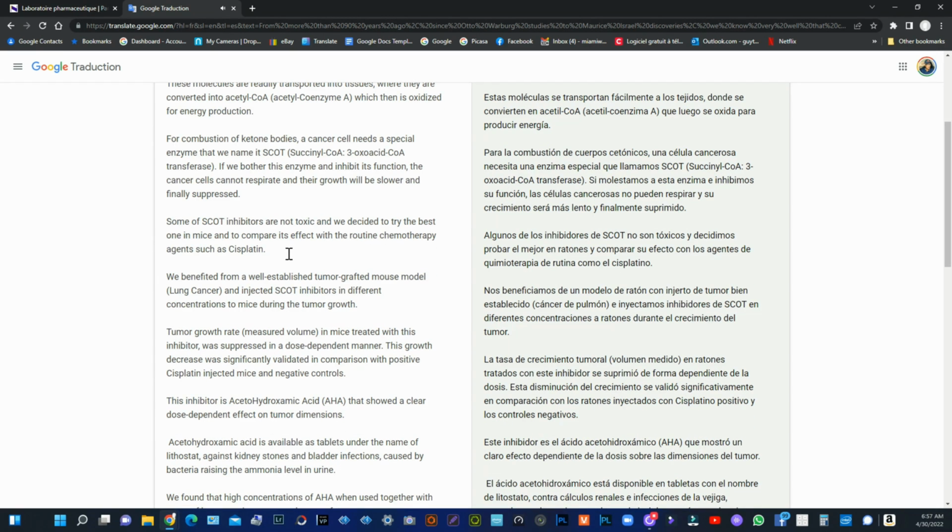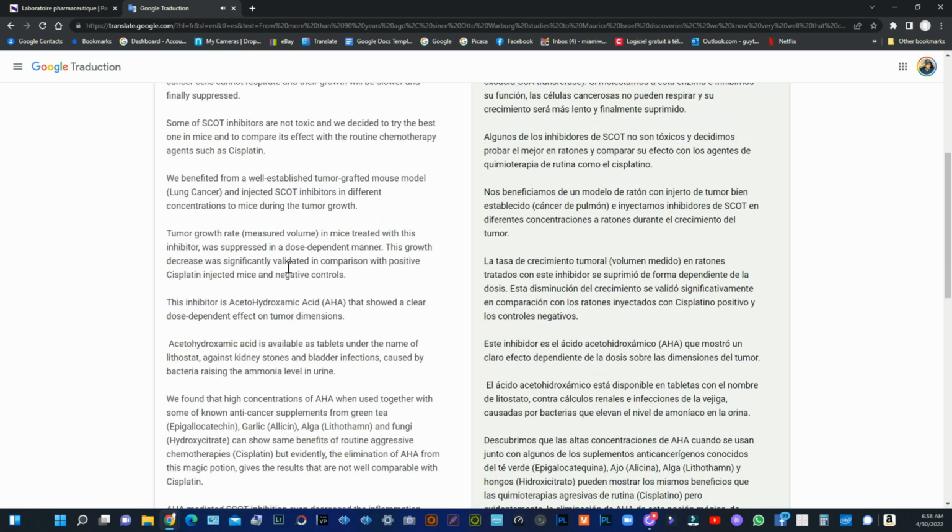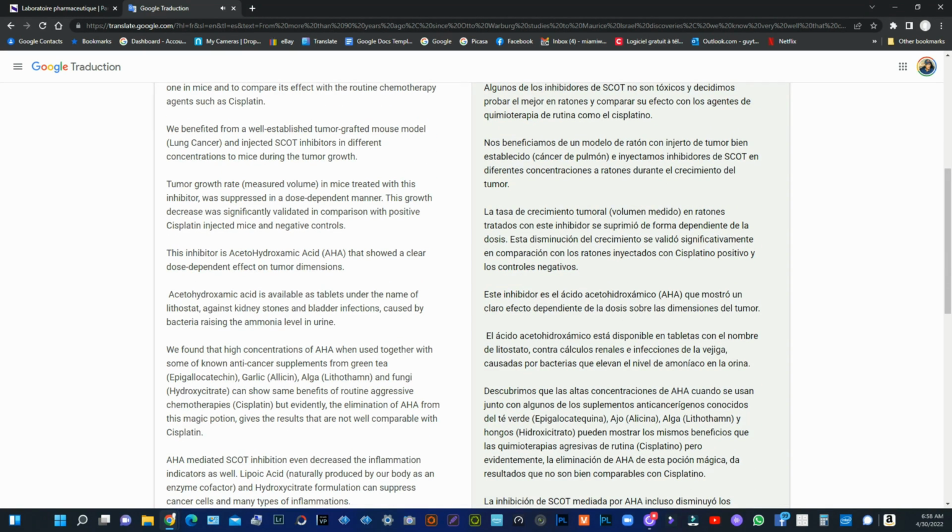Some SCOT inhibitors are not toxic, and we decided to try the best one in mice and to compare its effect with routine chemotherapy agents such as cisplatin. We benefited from a well-established tumor-grafted mouse model, lung cancer, and injected SCOT inhibitors in different concentrations to mice during the tumor growth. Tumor growth rate, measured by volume, in mice treated with this inhibitor was suppressed in a dose-dependent manner. This growth decrease was significantly validated in comparison with positive cisplatin-injected mice and negative controls.